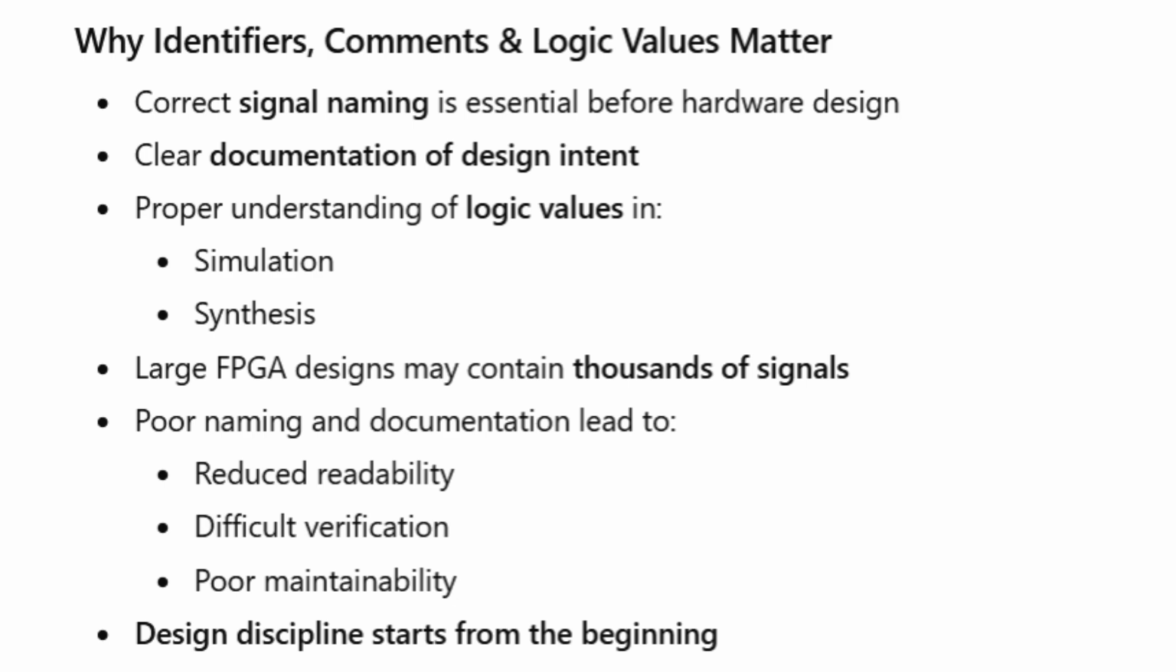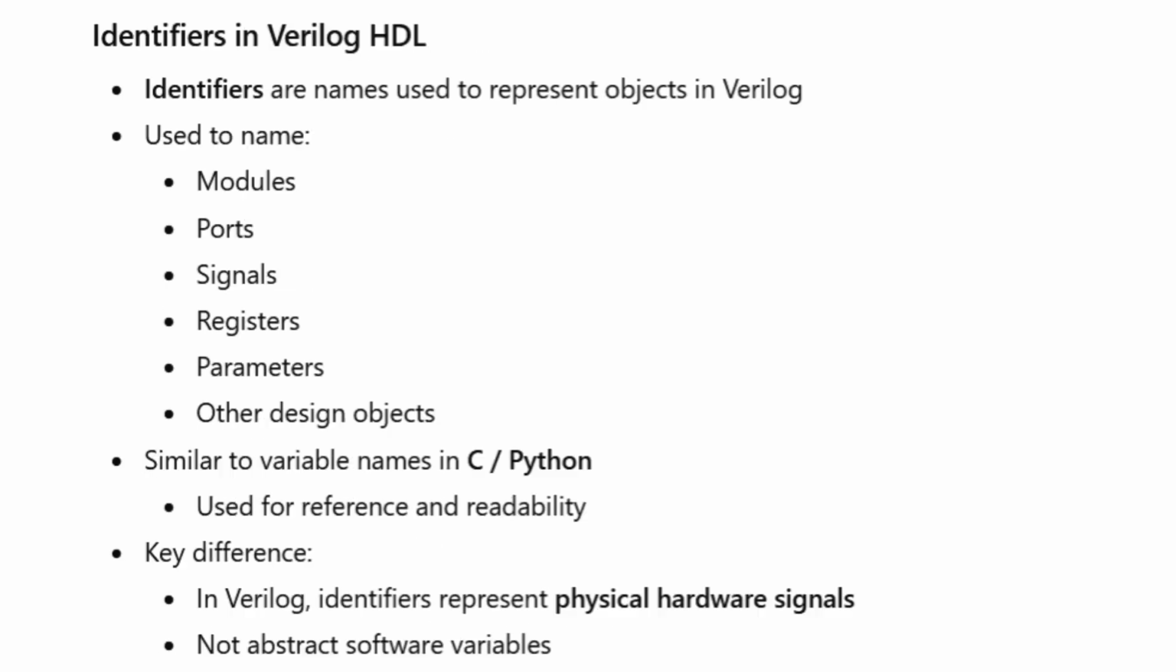Before designing hardware, we must name signals correctly, document our intent clearly, and understand how logic values behave in simulation and synthesis. Large FPGA designs often contain thousands of signals. If naming and documentation are poor, the design becomes difficult to understand, verify, and maintain. So we start with discipline, right from the beginning. Let us begin with identifiers.